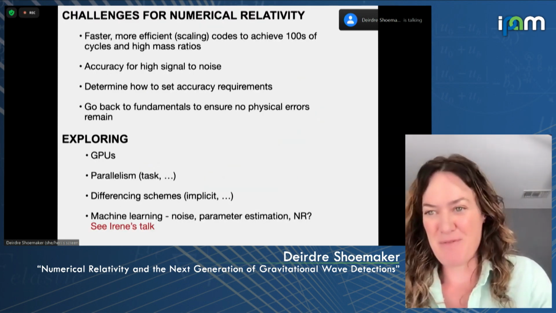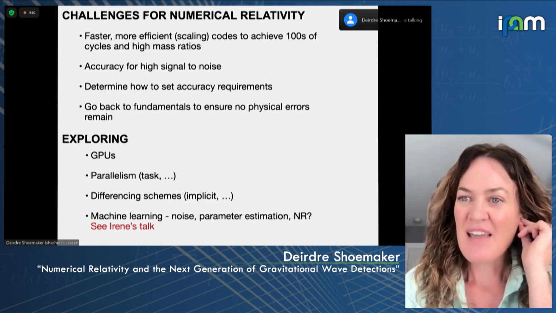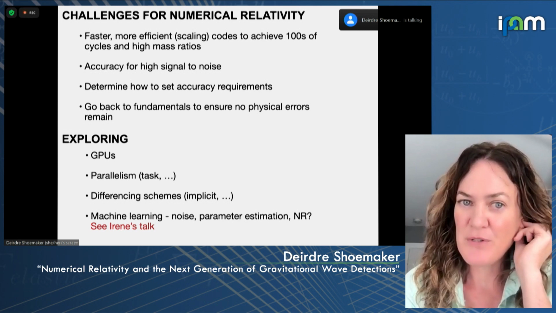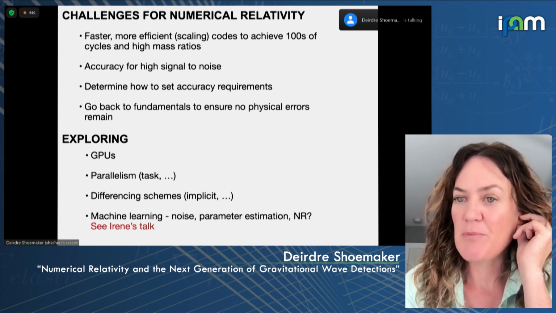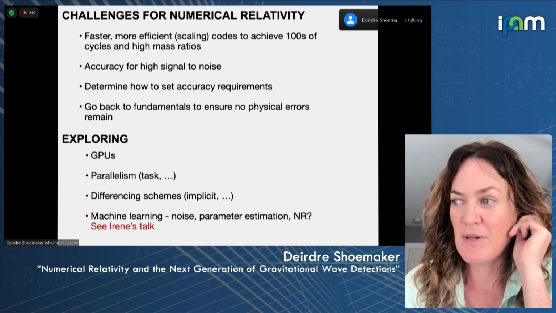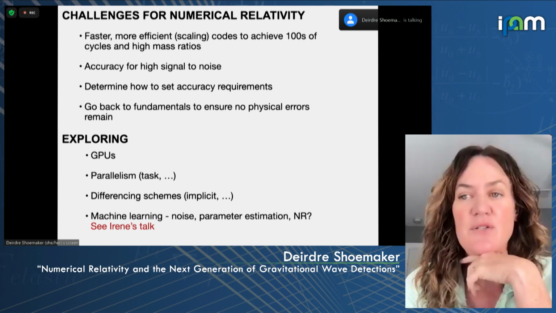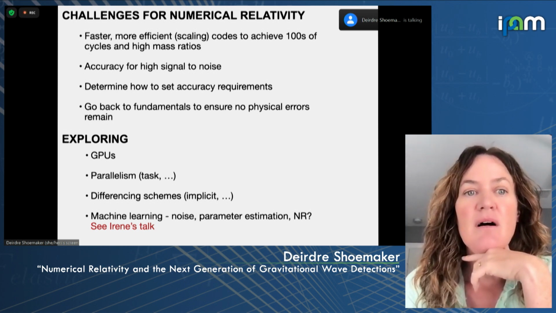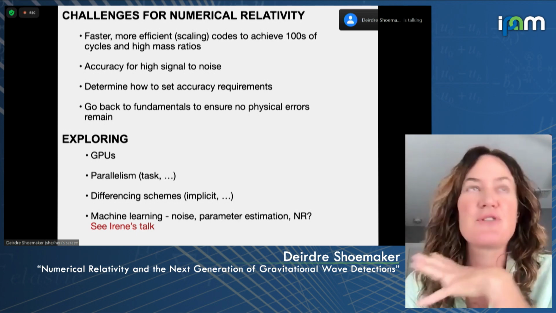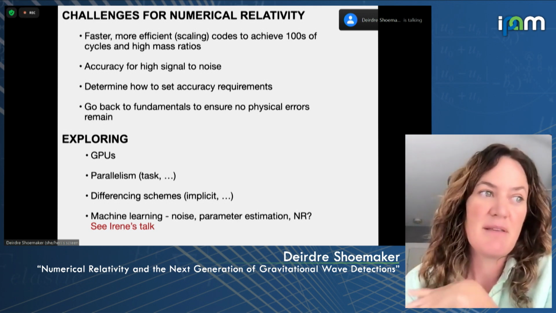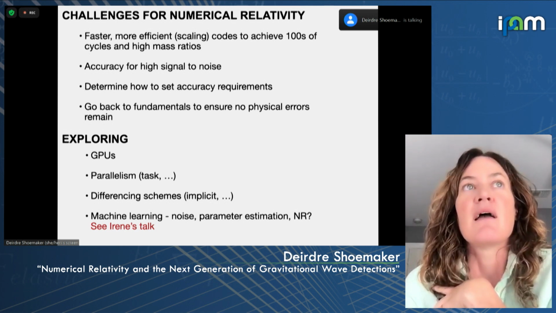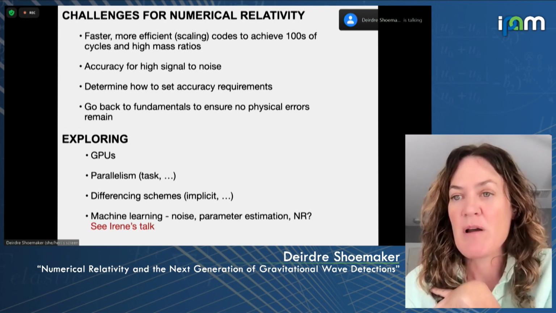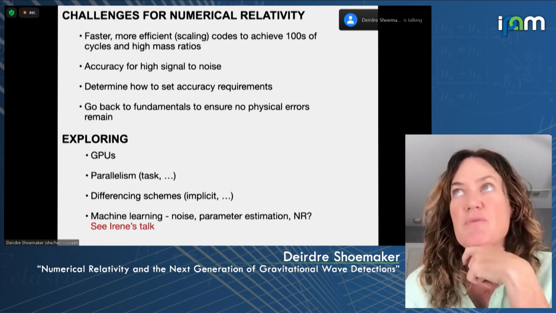So what are our challenges from my point of view? I focus on this faster, more efficient scaling of codes to achieve so many cycles and high mass ratios, because I'm not somebody who builds codes anymore. I'm very excited that many people in the community take up this challenge so that we're good at it as we prepare for these new detectors that will come in the 2030s. The accuracy requirements are being placed on it because we just don't want to leave any physics behind. I'd hate it to be that the errors that are dominating come from our side of the woods instead of the detector. One of our problems is we have to figure out how to set realistic accuracy requirements so we're not working harder than we have to and placing larger demands.